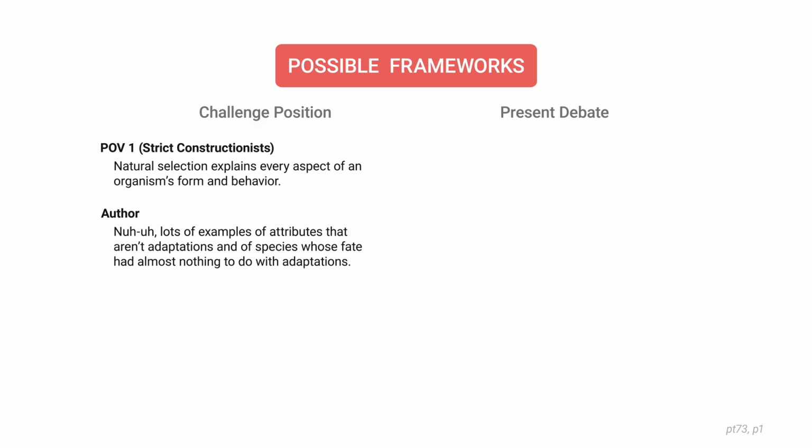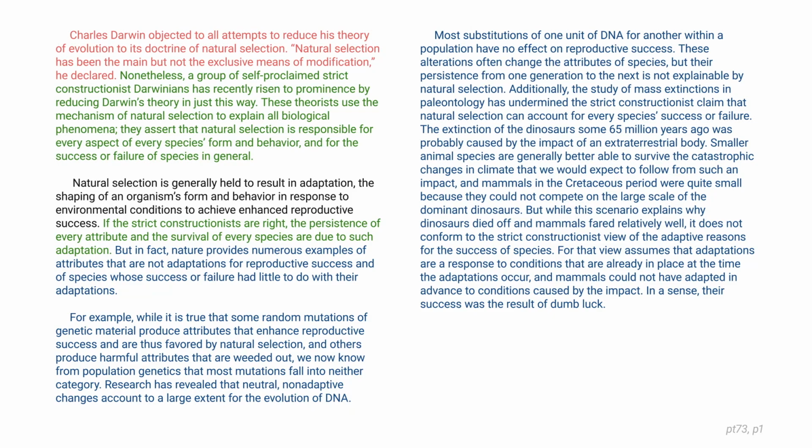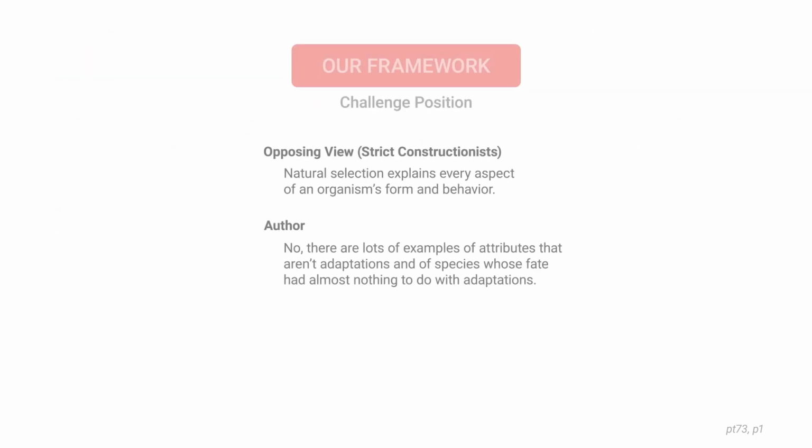Or we could think of it as present debate and rope in Darwin. But as we discussed before, since Darwin never comes back into play in the passage, we never hear from him again, it would probably be simpler to just focus on the idea that our author seems to be writing this to shoot down the strict constructionists. So for today's purposes, we're just going to call it challenged position.